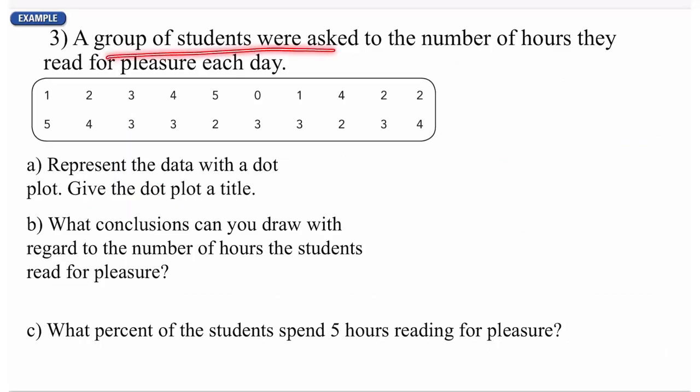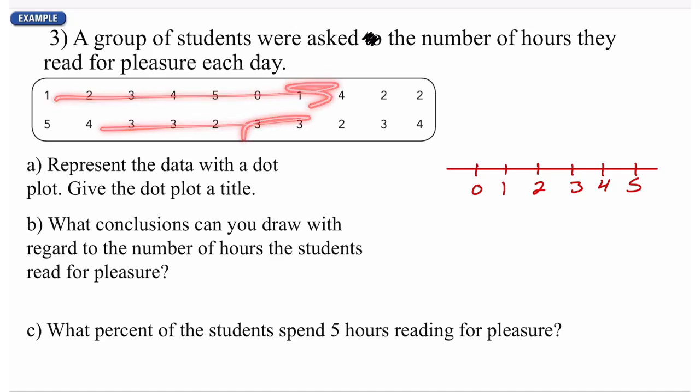It says a group of students were asked, oh, there's a typo here, for the number of hours that they read for pleasure each day. And then we have those values here in this table. We're going to make a dot plot, and we'll give the dot plot a title. So I'm going to make a number line here, and then I'm going to make a dot. So we can just go through the table one by one. For example, I have put a dot for the 1 hour, and then I have a 2, and then I have a 3, 4, 5, and a 0, 4, 5, and 0, and so on and so forth.